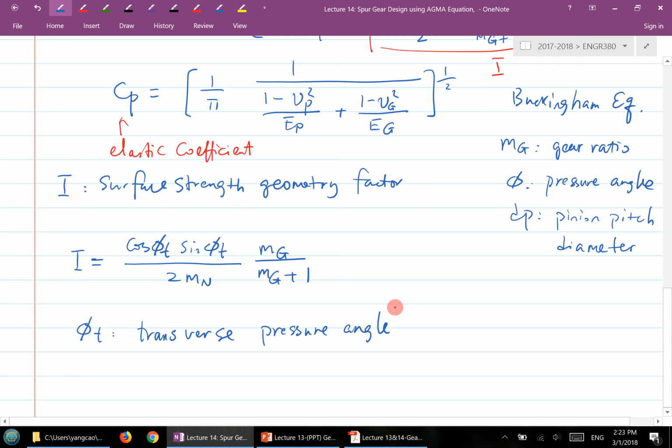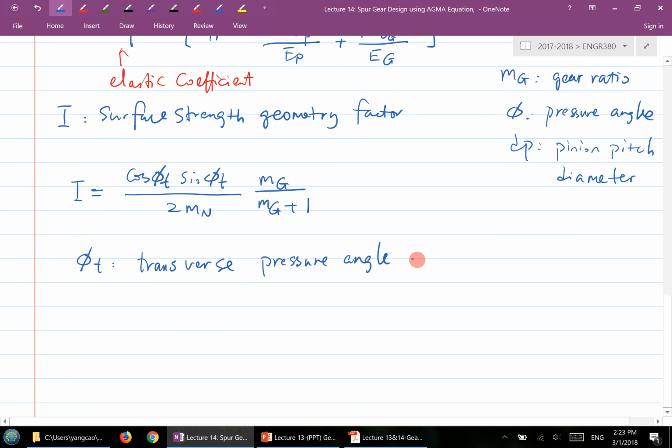Now, for a spur gear, you only have one set of plane. When you look at the front view, it's basically the transverse plane, right? So if it is a spur gear, this phi t will be the same as the spur gear pressure angle. That makes sense, right? So symbol-wise, it doesn't really conflict. It just includes more information now. And in our case, ours is a spur gear, so it's 20 degrees.